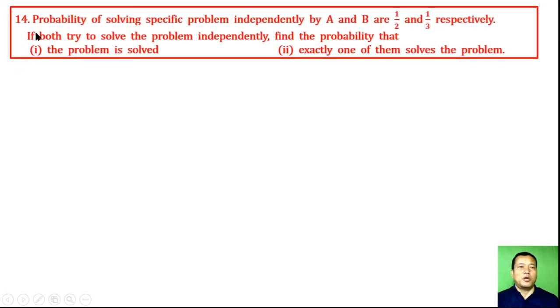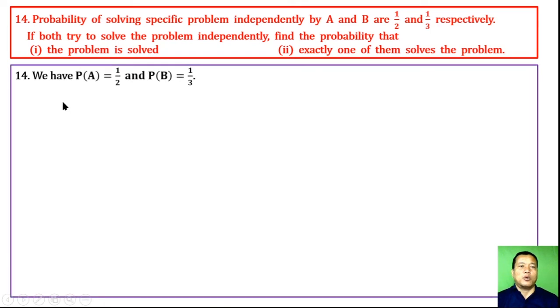Question number 14. Probability of solving a specific problem independently by A and B are half and 1 by 3 respectively. If both try to solve the problem independently, find the probability that the problem is solved, and that exactly one of them solves the problem. Their respective probabilities of solving are 1 by 2 and 1 by 3. We have P of A is half and P of B is 1 by 3.